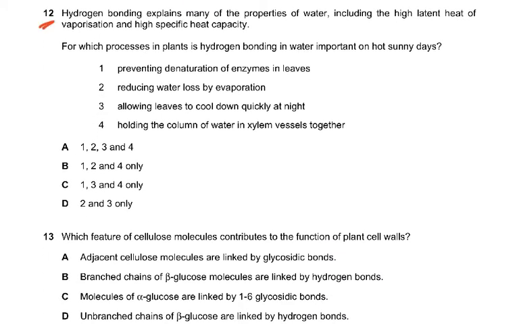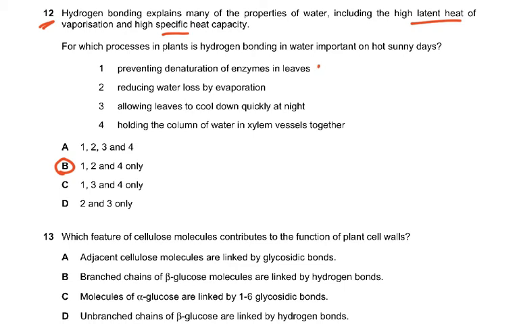Question number 12, hydrogen bonding explains many of the properties of water, including the high latent heat of vaporization and high specific heat. So it says hydrogen bonding explains these properties. Now it says for which processes in plants is hydrogen bonding in water important on hot sunny days? Now, why is the answer B? 1, 2 and 4 only.